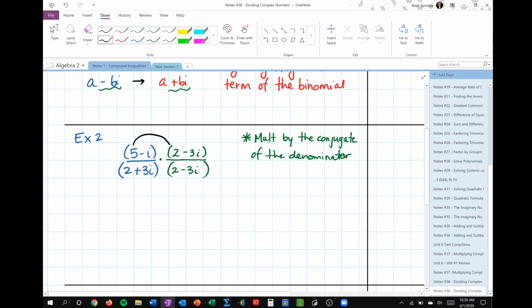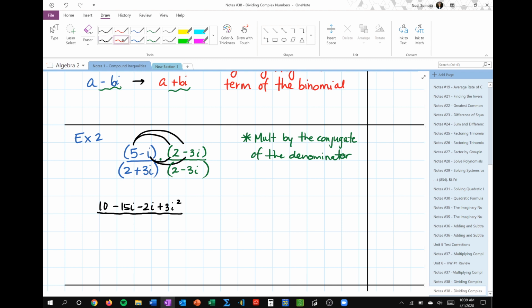We multiply 5 times 2 in the numerator, that's going to give us 10. 5 times -3, that's going to be a -15i. Negative i times 2 would be a -2i. And then negative i times -3i would be a positive 3i squared. Okay, so we get multiple terms in the numerator. We're going to clean them up in a bit.